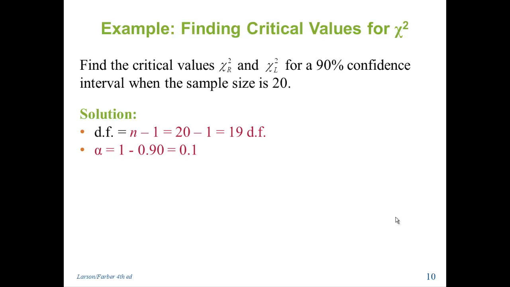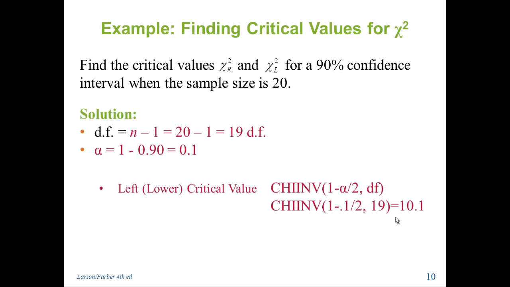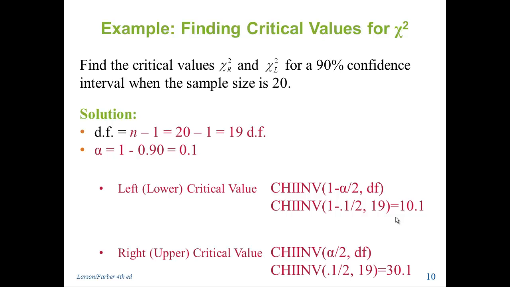So first we need to know our degrees of freedom equals n minus 1, which in our case is 20 minus 1, which is 19 degrees of freedom. Also our alpha in this case is 1 minus 0.9, which equals 0.1. So our lower left critical value can be found in Excel, and our upper can be found in Excel as well. So let's practice these.